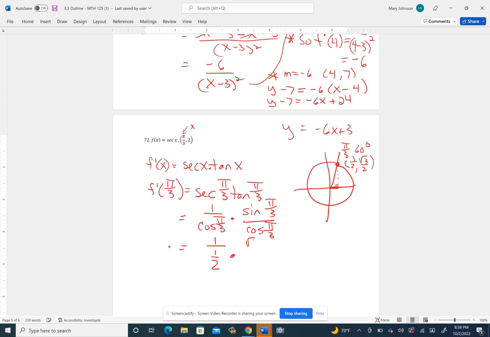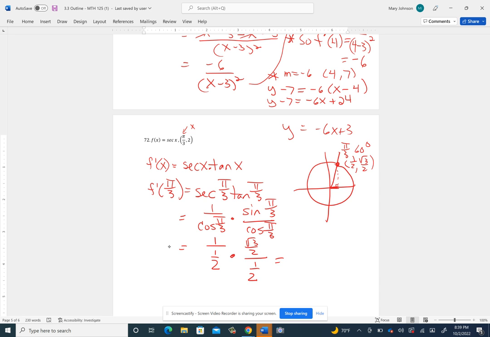Sine is square root of 3 over 2. Okay. And all right, so I wind up with this expression right here, and it looks a little weird. Let me clean it up a little bit.